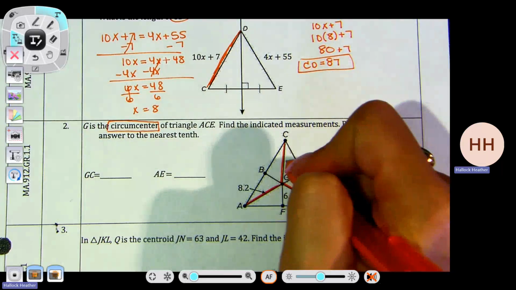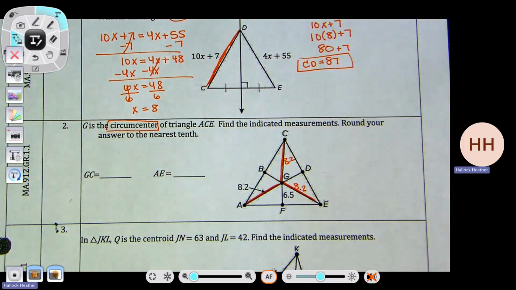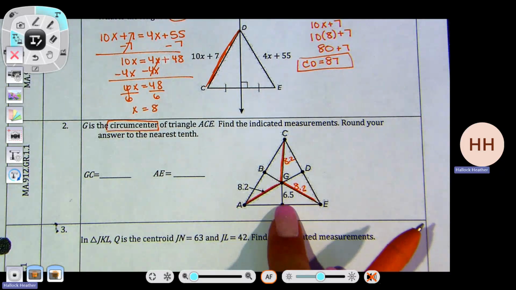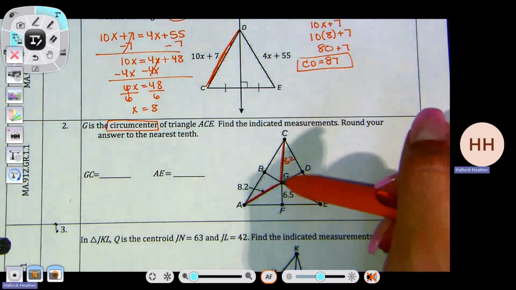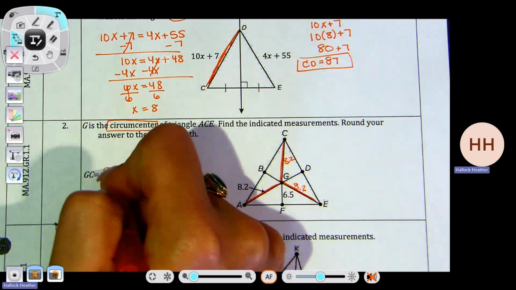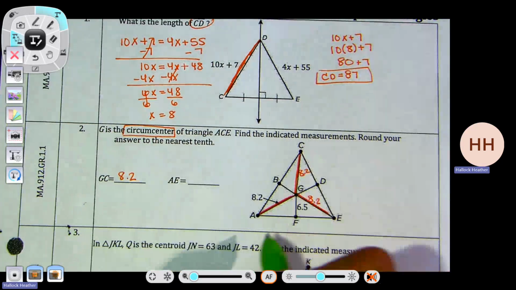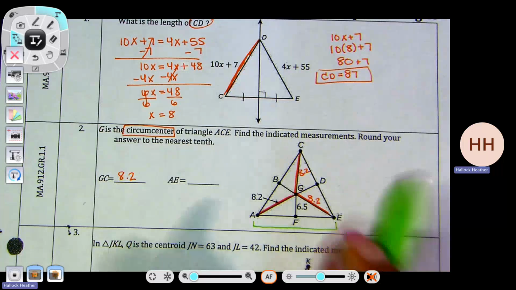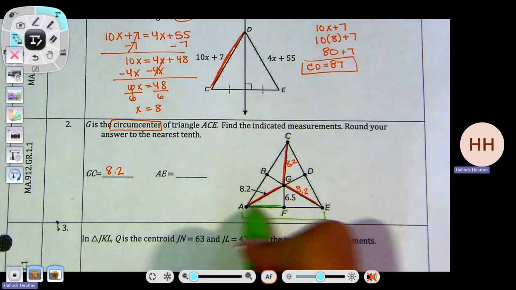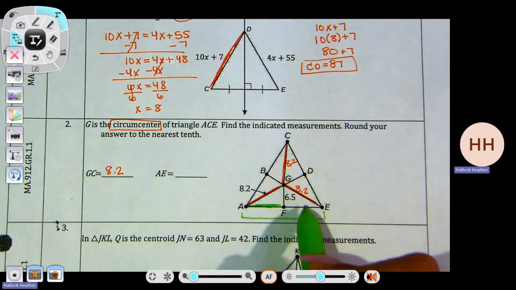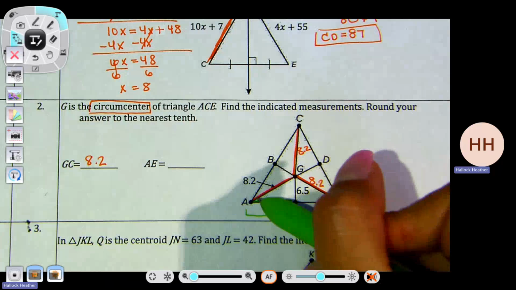So I can move 8.2 to each one of these lines. 6.5 cannot move, even though it kind of looks like it can. So from G to C is 8.2. I need to find A to E, which is this whole outside length. To find this outside length, I'm going to have to use the Pythagorean theorem, because I'm going to need to find AF or FE, and whatever I get, I'm going to have to double it because those pieces are congruent.